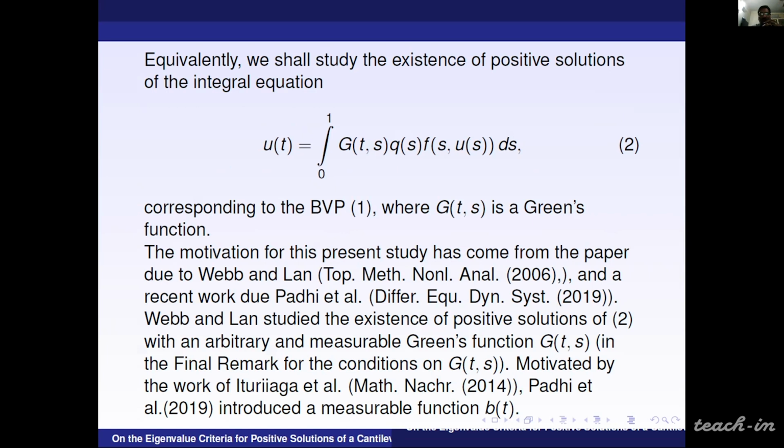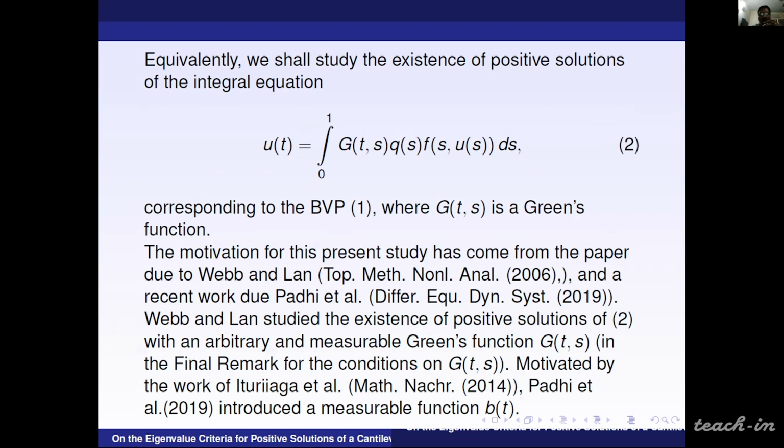They studied the existence of positive solutions of this type of equation too. Intentionally, I have not written here the quantity lambda in equation 2, the integral equation. Existence of positive solutions of 2 with an arbitrary and measurable Green's function G(t,s). That's what I'm going to give you, how our results compare with the results there. So I'm going to give a final remark at the end of this talk.